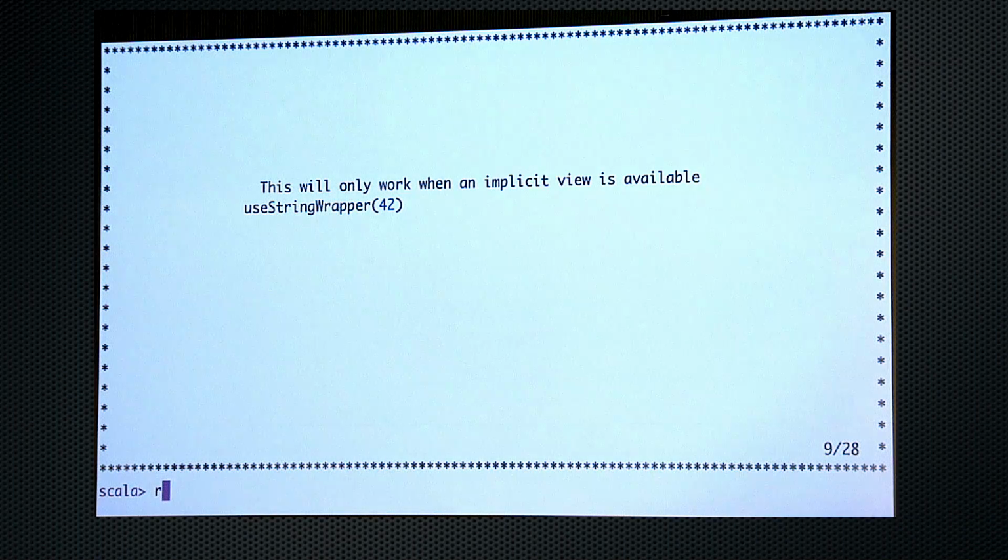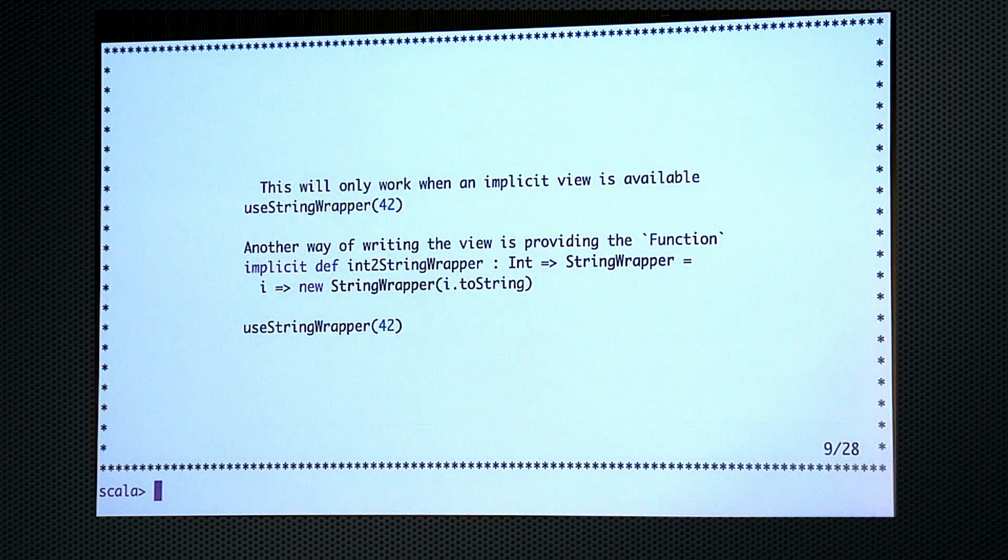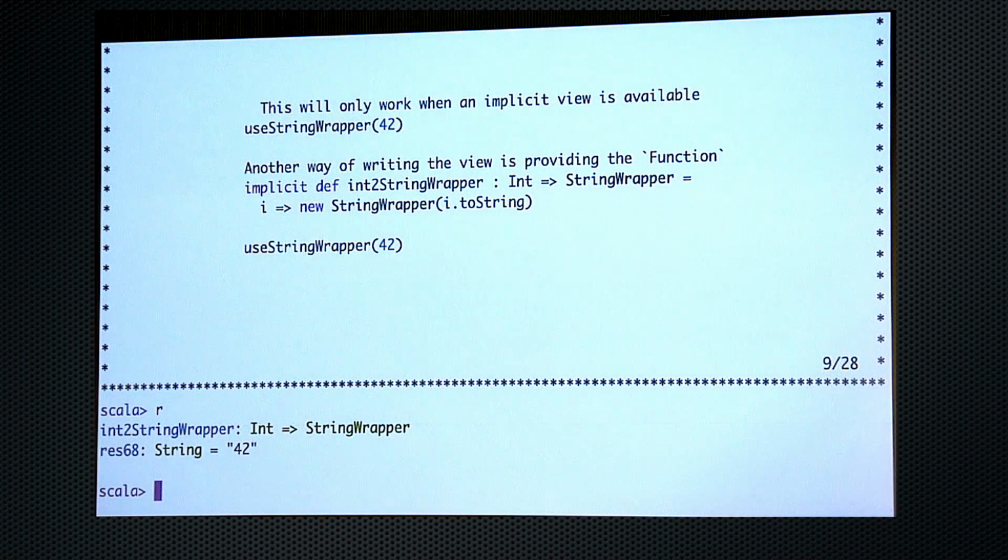Of course, we haven't defined a string wrapper for integer types, so this will not work, and the compiler will actually tell you why it isn't working: no implicit view available from int to string wrapper. And of course, if we do supply it, then it will work. What we see here is that instead of using the method with the single parameter in the argument list, you can also define it as a function, because Scala will do the automatic conversion for you, and this works. So the magical keyword here is implicit, to make it available in the implicit scope.